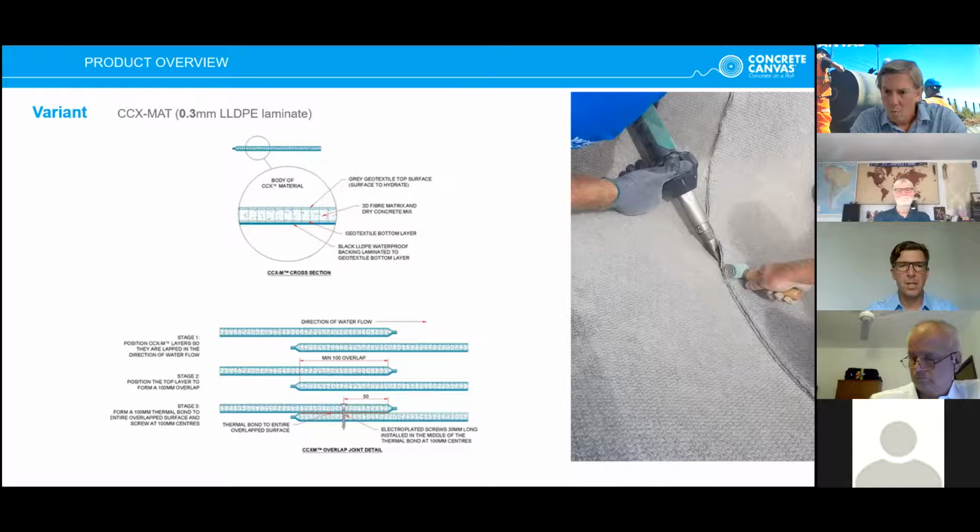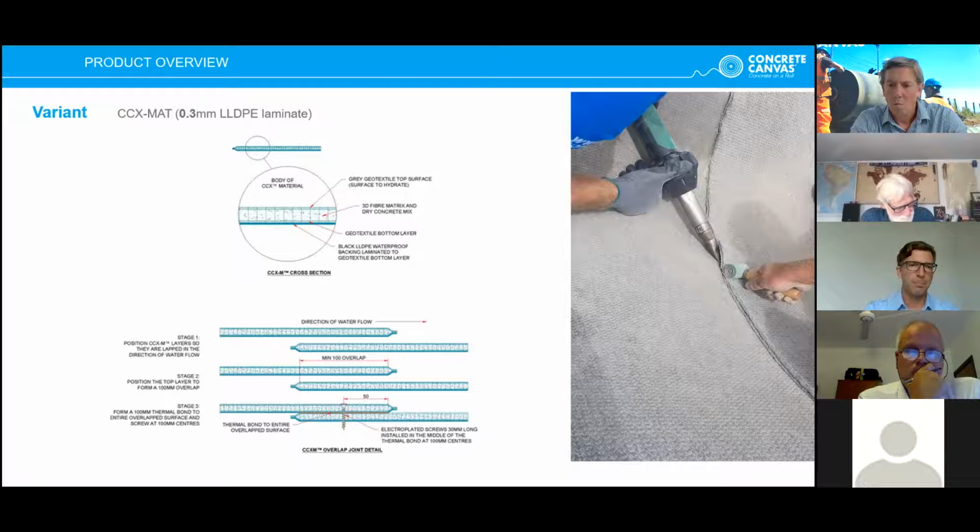CCX Matte is continuously laminated with a 0.3 millimeter thick membrane that is jointed in a similar fashion to conventional concrete canvas products as per the typical detail on screen. CCX Matte can be thermally bonded or an adhesive used to enhance impermeability of the joints, but is not completely impermeable.